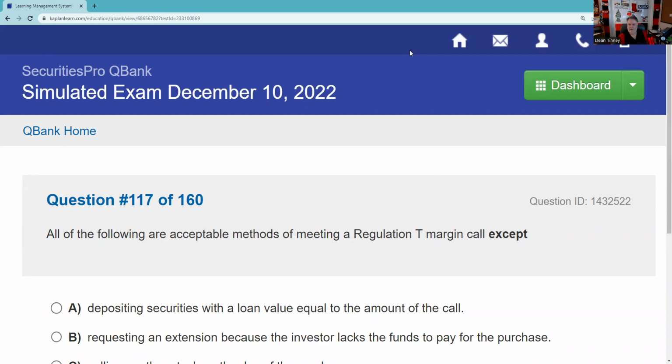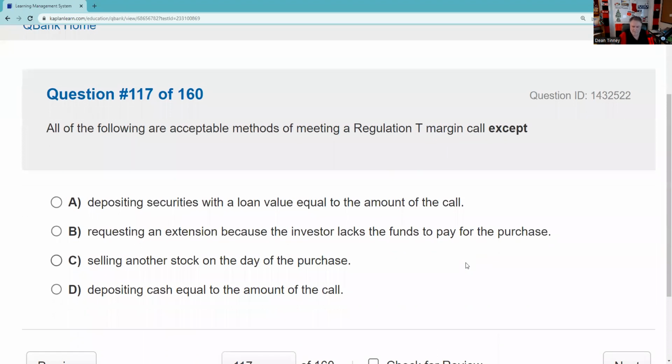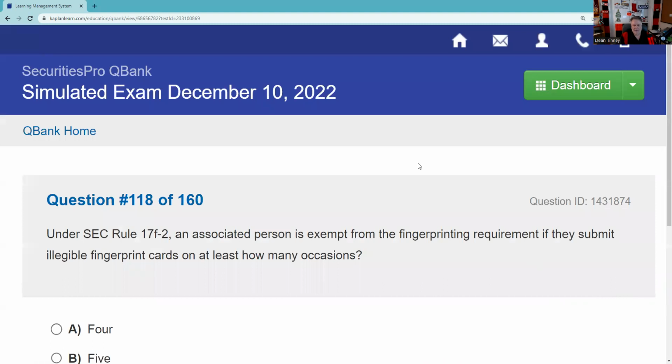Question 117. All the following are accepted methods of meeting a Reg T margin call except depositing securities with loan value equal to the amount of the call, which would be 2 times the margin call. Yes, A. Requesting an extension does not meet the Reg T call. It just gives you more time, but that doesn't meet it. Selling another stock on the day of purchase, yeah, that's called the same-day substitution. Depositing cash equal, that's the number 1 way to do it. And so, no, the extension does not actually meet the margin call. Now, be careful. The margin call, remember, is the call for initial money. The maintenance call is an entirely different thing. Question 118.